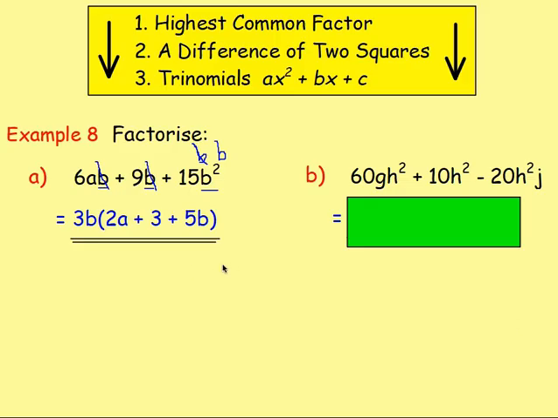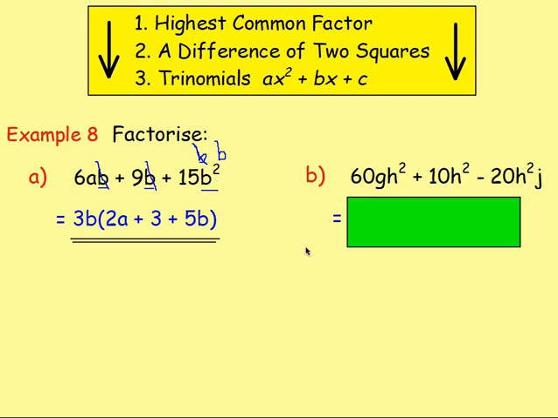With these ones, again, especially check that you are getting these. 3b times 2a. Number-wise, 3 times 2 is 6. You've also got the b times a, or a times b, doesn't matter which way around you have it. 3 times 3 is 9, and you'd also have the b. 3 times 5 is 15, and b times b is b squared.